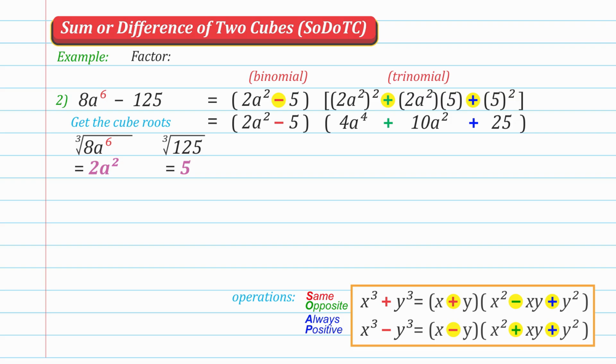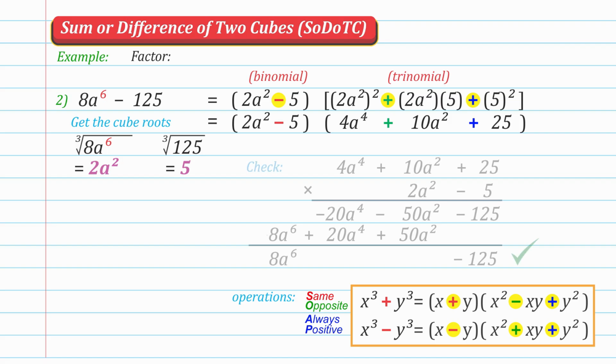And of course, step 3, don't forget to check your answer. We can do that by multiplying the factors, as shown here. Notice that only two terms will remain. The others will cancel and will be equal to the original binomial 8a to the 6th minus 125. So, our factors are correct.